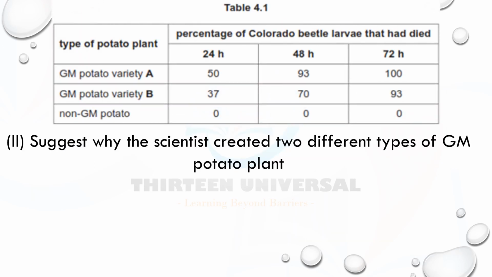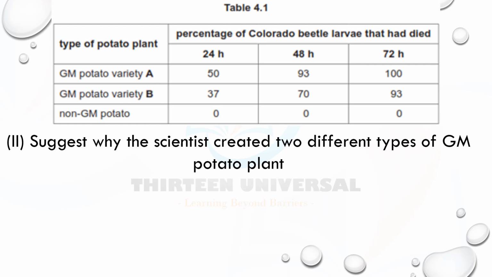All right, let's go to the next question, guys. It says suggest why the scientists created 2 different types of GM potato plant. We have GM potato A and GM potato B. Why? The reason, of course, is to compare these 2 genes, to compare gene A and gene B, or their proteins, to know which one works better, whether it is A that works better or B that works better.